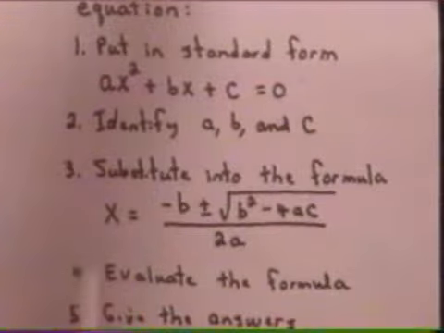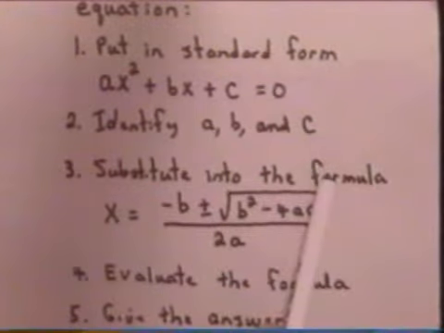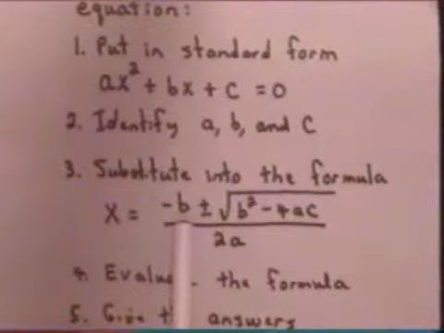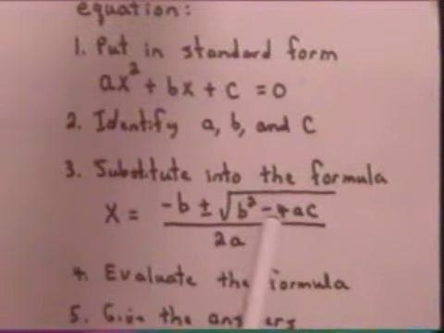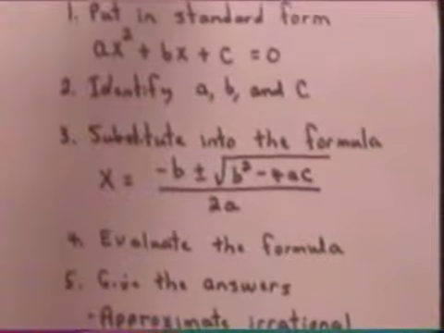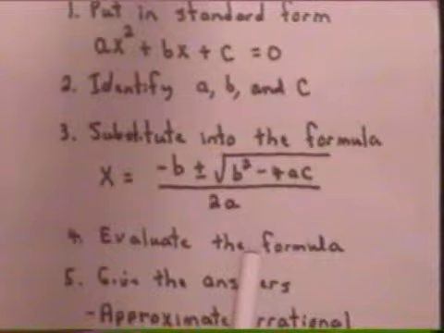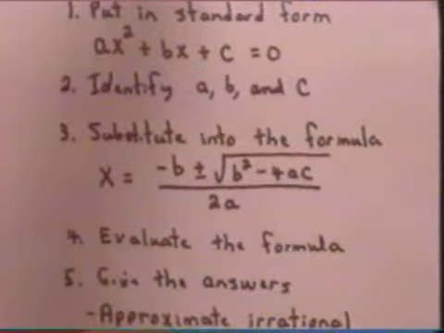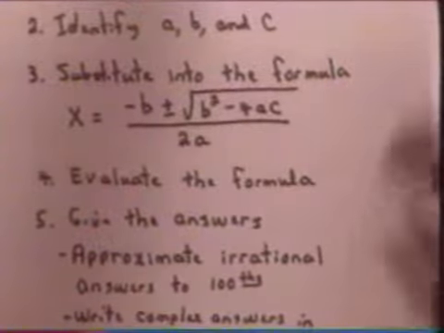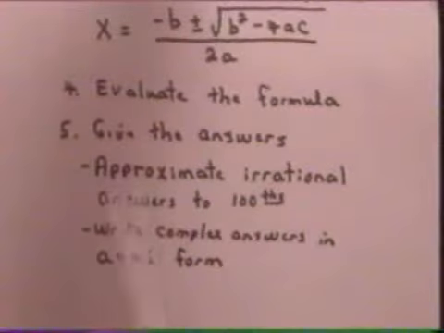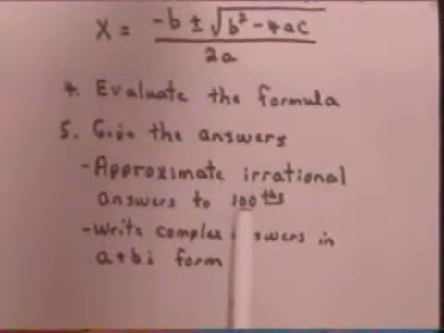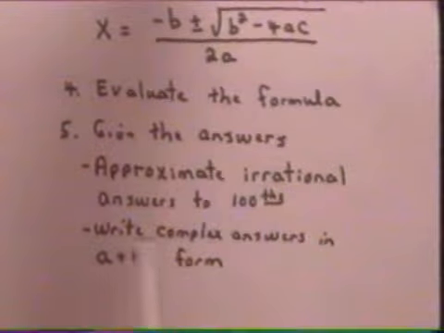The third step is to substitute into the quadratic formula: x is equal to the opposite of b plus or minus the square root of b squared minus 4ac all over 2a. The fourth step is to evaluate the formula, and you use your order of operations to evaluate it. Once you get it evaluated, you give the answers. Now for this class, I want you to approximate irrational answers to 100ths. I want you to write complex answers in a plus bi form.